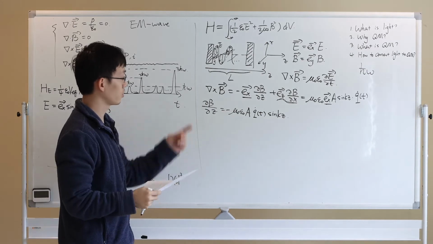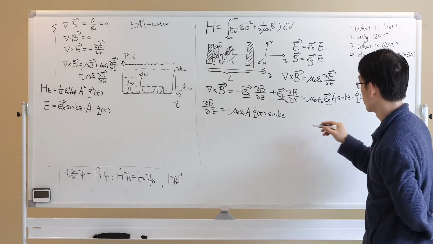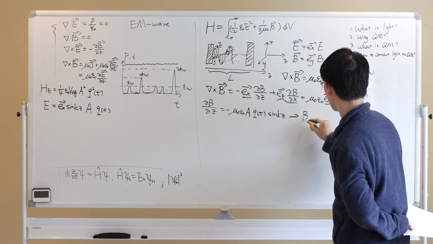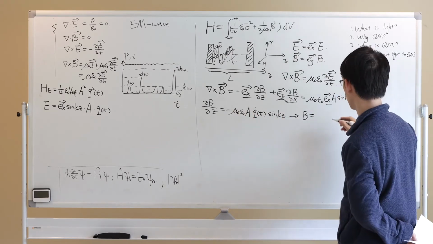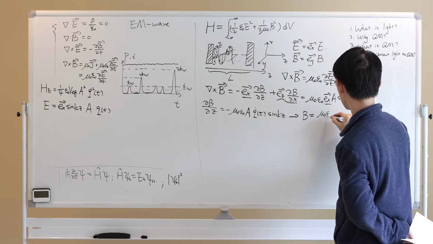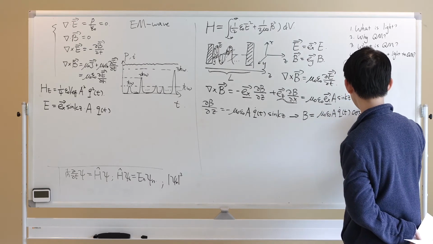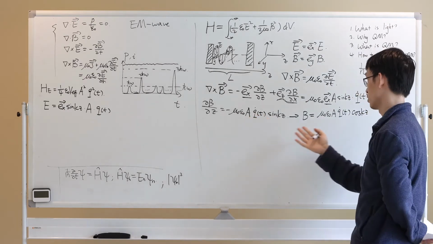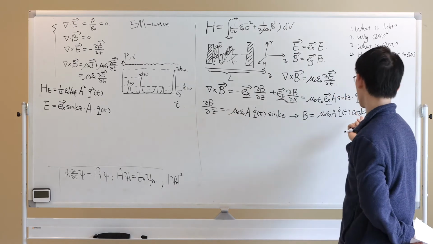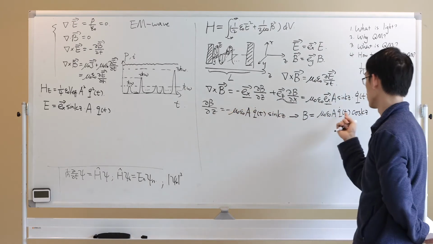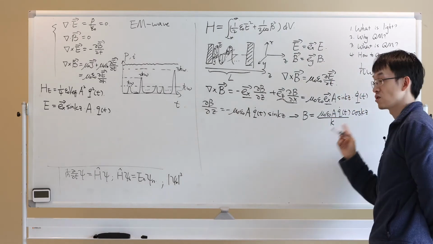So then what you can do is that you can do this integration to solve for b, and then you can easily see that there's a b. The integration of minus sine gives you cosine, right? So mu naught epsilon naught a q t cosine kz, and if you think about it, when you do the z derivative on cosine kz, it will give you minus, but also give you a k, right? So to cancel that, you divide by k. Okay, so this is your b.